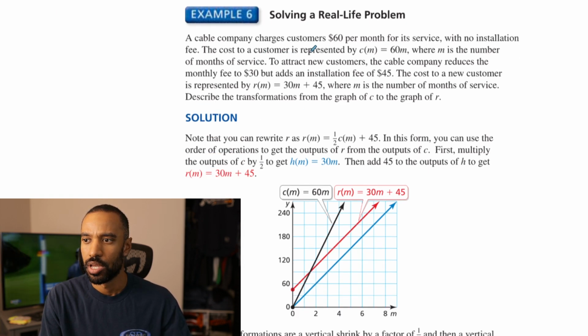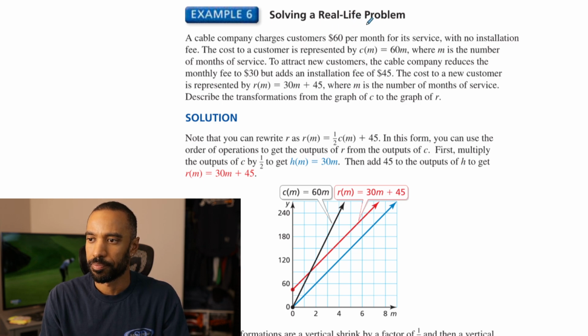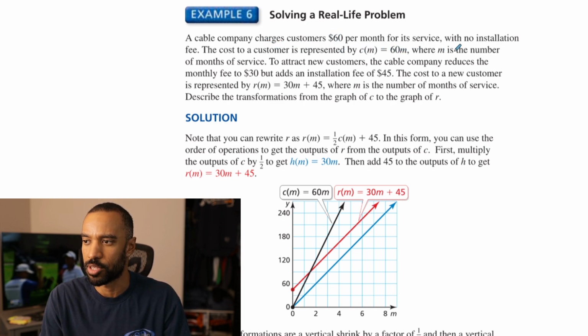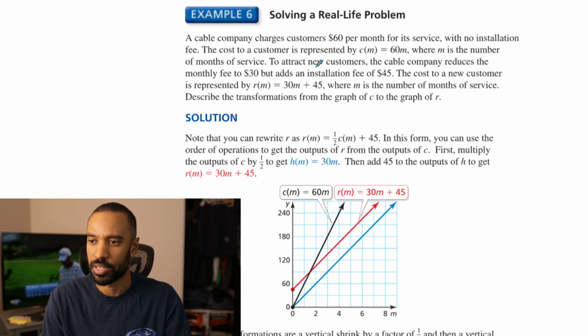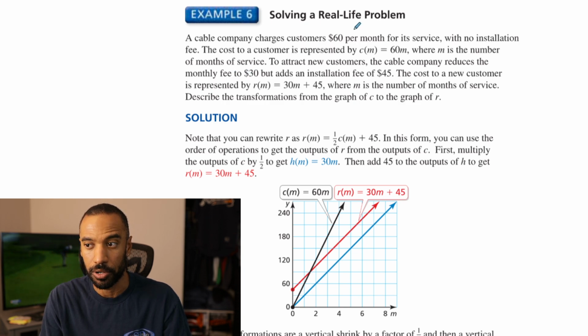These are still lecture problems. Solving a real-life problem. A cable company charges customers $60 per month for its service with no installation fee. So $60 flat rate. So the cost to a customer is represented by C of M equals 60 times M, where M is the number of months per service. To attract new customers, the cable company reduces the monthly fee to $30 instead of $60, but adds an installation fee of $45. The cost to a new customer is represented by R of M equals 30M plus 45.